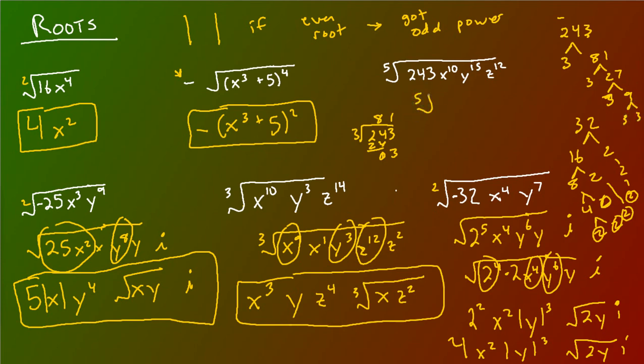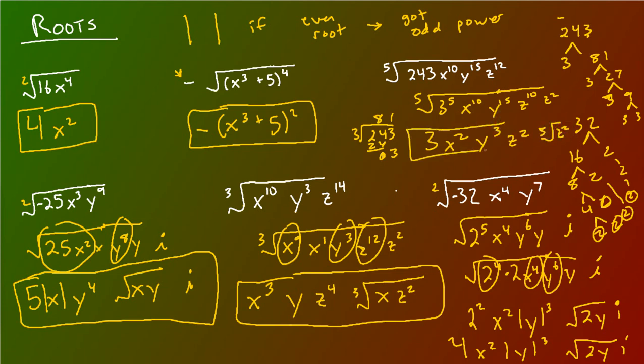All right, so I have the 5th root, and I have 1, 2, 3, 4, 5 threes. That's convenient. x to the 10, y to the 15, z to the 12. I need to split up z to the 12 into 10 and 2, because 10 is the first one divisible by 5. So the 5th root of 3 to the 5th is 3. 5th root here, x squared. 5th root here, y cubed. 5th root here, z squared. And then 5th root, z squared. This is our answer. No problems.